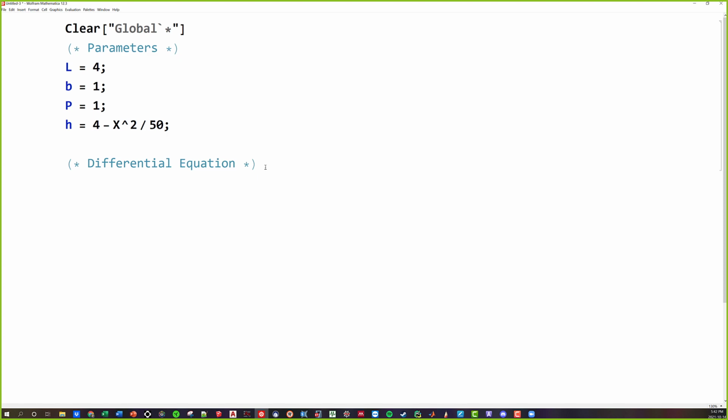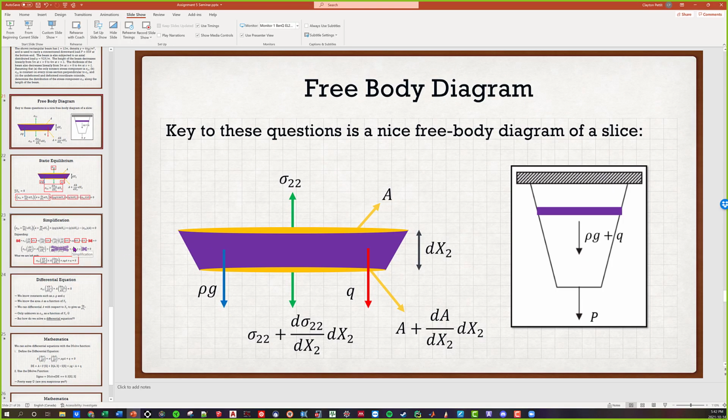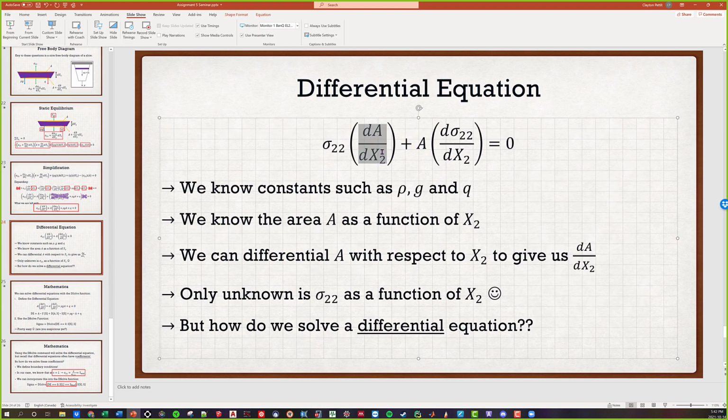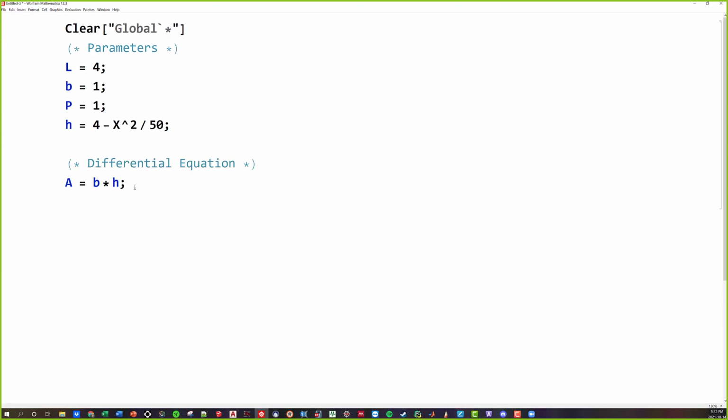So the first thing that we do when we solve the differential equation is define what that area is. In this case, it's just going to be the base, that in-plane thickness, multiplied by the height of the section. So I'm just going to go base times height. The other thing that we need, if we look back at the differential equation, is the derivative of the area. So I can define dA as the derivative of my area function with respect to x. So now I have both of these functions defined.